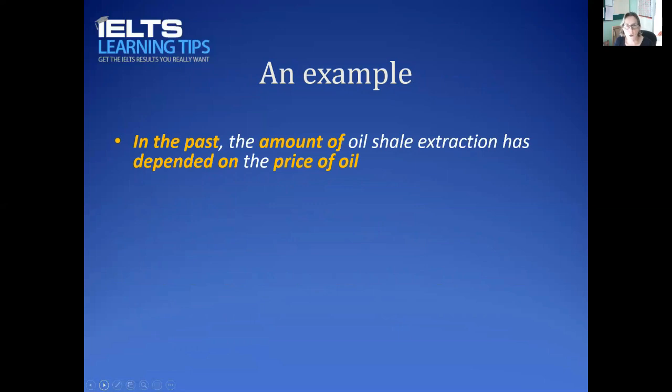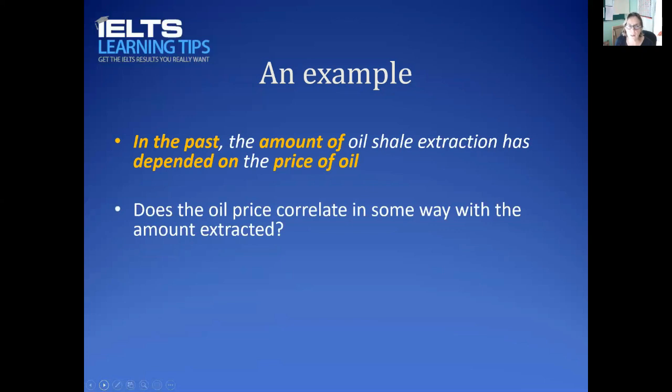Right, so this is about oil shale, and I've highlighted what I think are the main keywords. Shale extraction possibly, but this whole passage was about that. So: in the past, amount of, depend, and price of oil. So let's paraphrase this and look at what exactly we need to find out, which is, does the oil price correlate in some way with the amount of oil extracted, or oil shale extracted? So is there a correlation between these two things? That's what we're looking for. Oil price or price of oil would be a good place to find it, because presumably in the text there is a paragraph which is to do with the price of oil. So look for that.